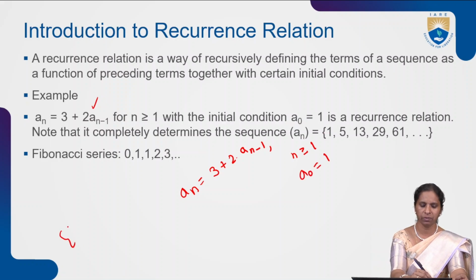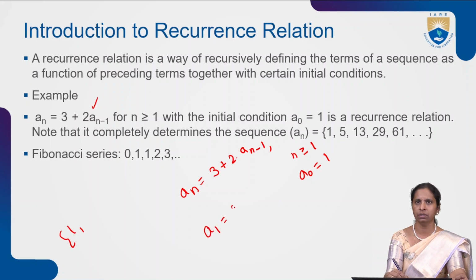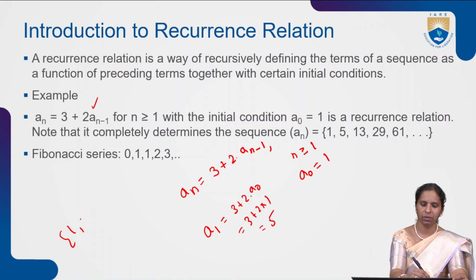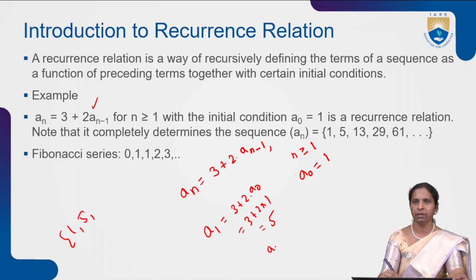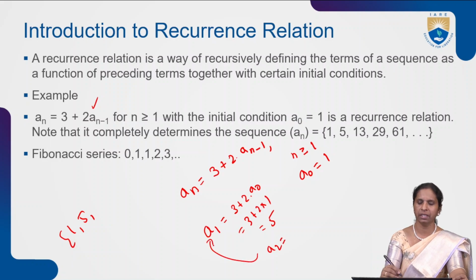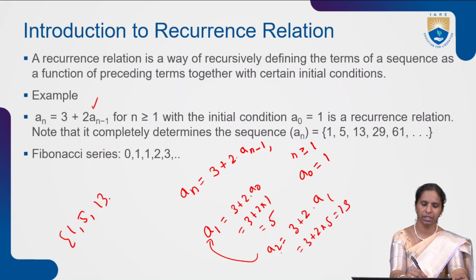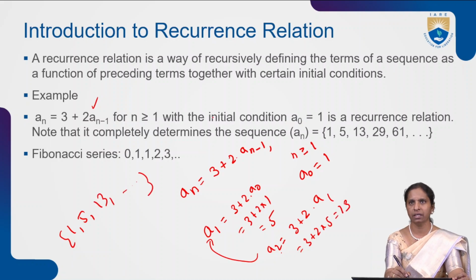Therefore, the first value is 1. And how do you find the next value? a_1 equals 3 plus 2 times a_0, which equals 3 plus 2 times 1, that equals 5. What is the next value? To find the next value, you require the preceding term, which is 5. a_2 equals 3 plus 2 times a_1, that equals 3 plus 2 times 5, that equals 13.